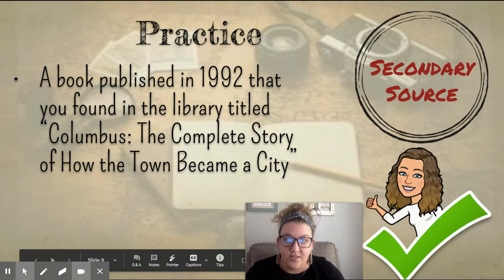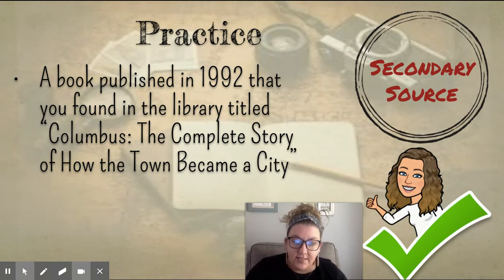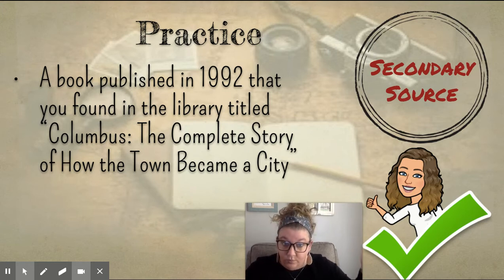It is a secondary source. So that book is a secondary source, and here are things that clue me in. It is the complete story of how the town became a city, and it was published in 92. So here's some things that hopefully we know. Columbus, the city of Columbus, is much older than 1992. We have been an established city in Ohio for well over 150 years. So I know that something written in 92, nearly hundreds of years after we were first established as a city, is probably going to be a secondary source. But when something also says complete, that means the story is complete. It's done. We have been a city. And so that's going to tell me that this is a secondary source as well.